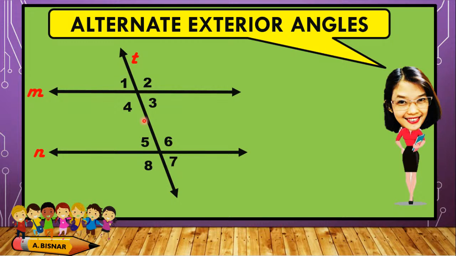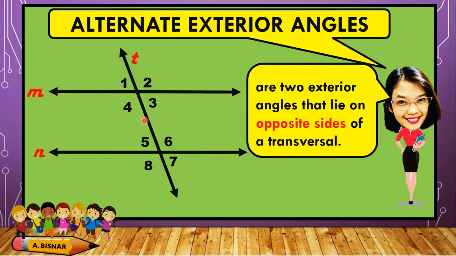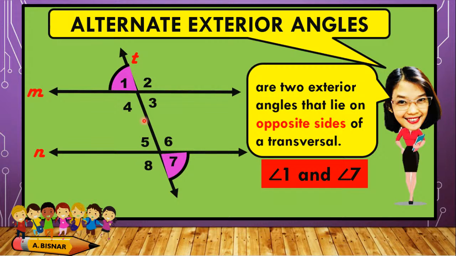Okay. I'm seeing your answers. Now let's try to find out if your answers are correct. From the definition, these are the two exterior angles that lie on opposite sides of a transversal. So let's find out. So we have angle 1 and angle 7. So you're correct.